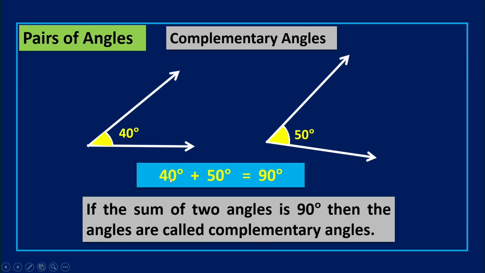I have taken 40 degrees and 50 degrees. You can take any example: 30 degrees plus 60 degrees is equal to 90 degrees, 20 degrees plus 70 degrees is equal to 90 degrees. Anything. If the sum of any two angles is 90 degrees, then the angles are called complementary angles.